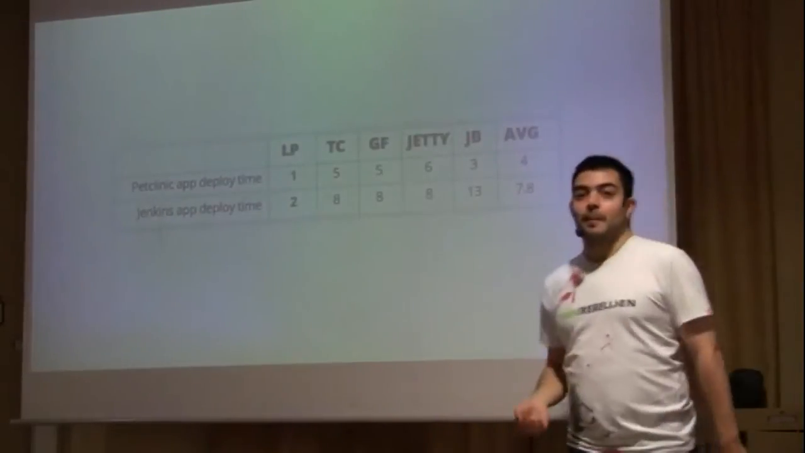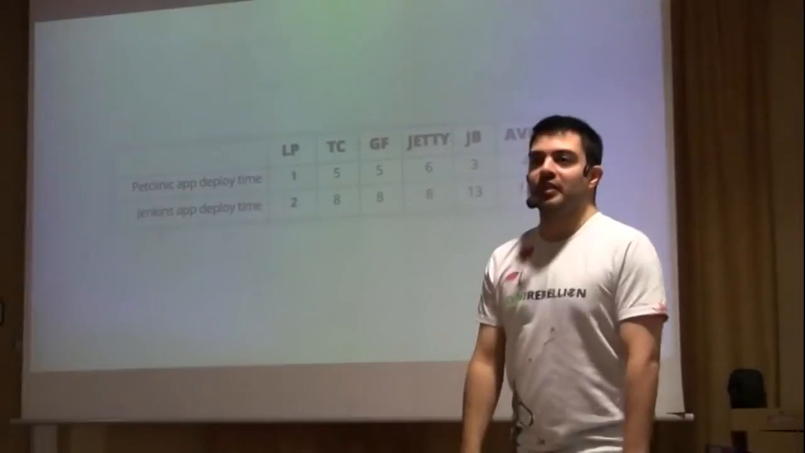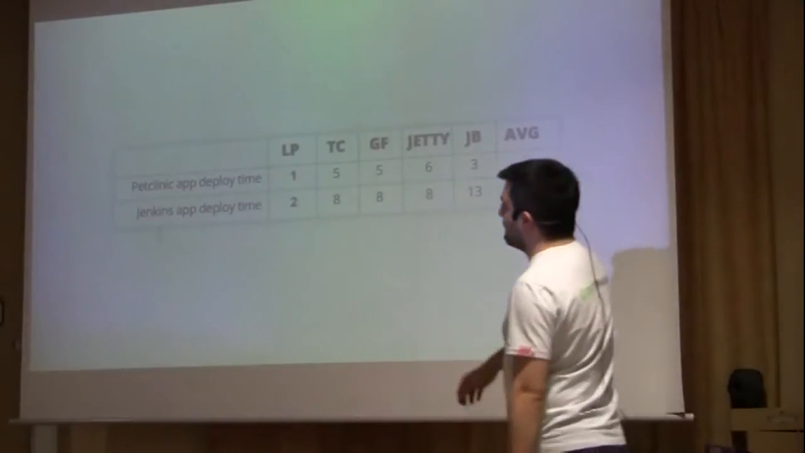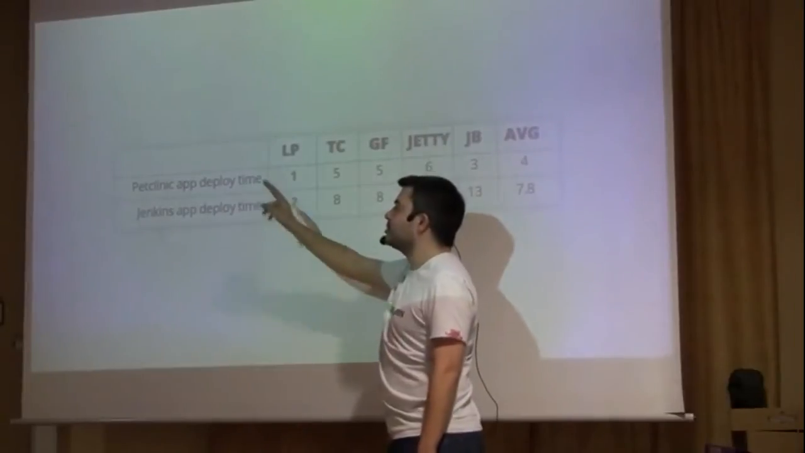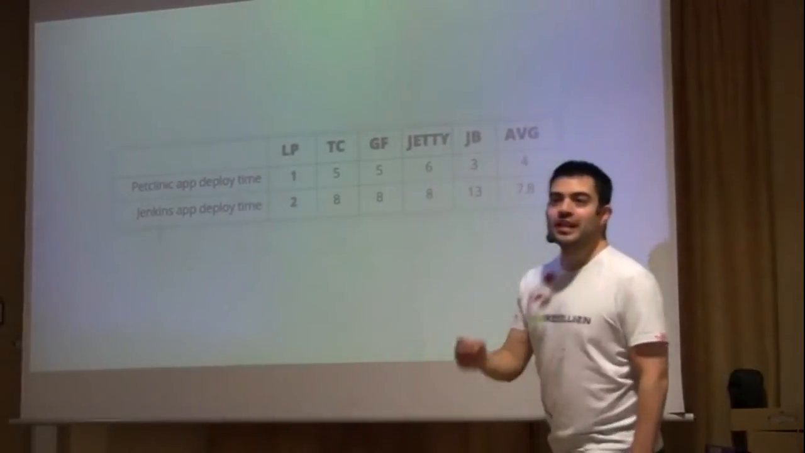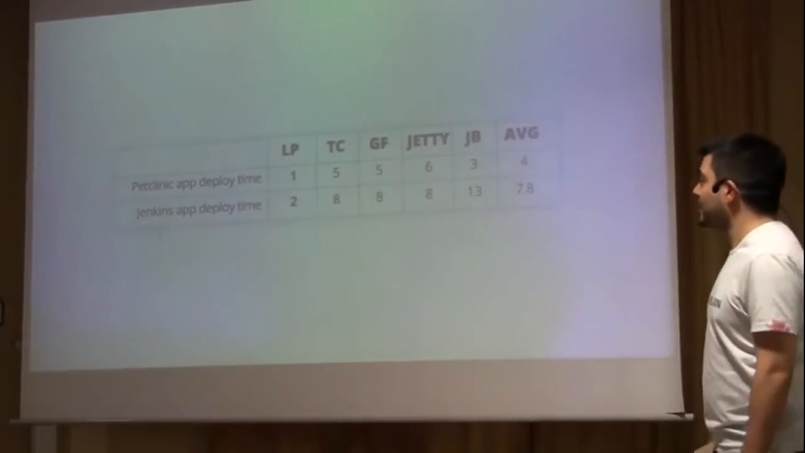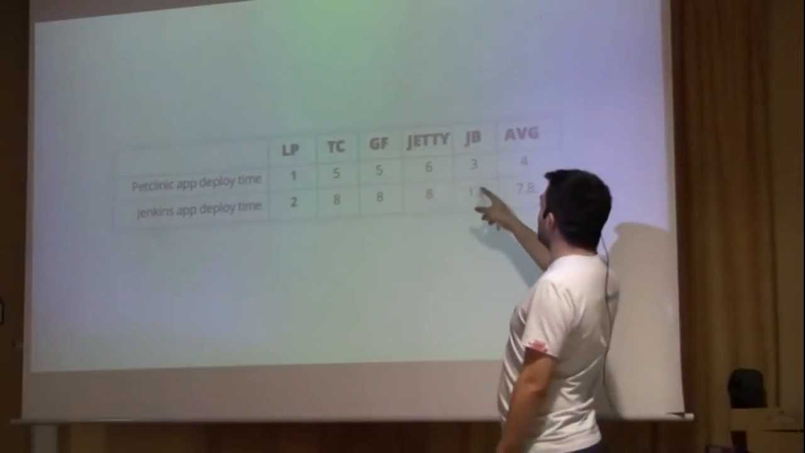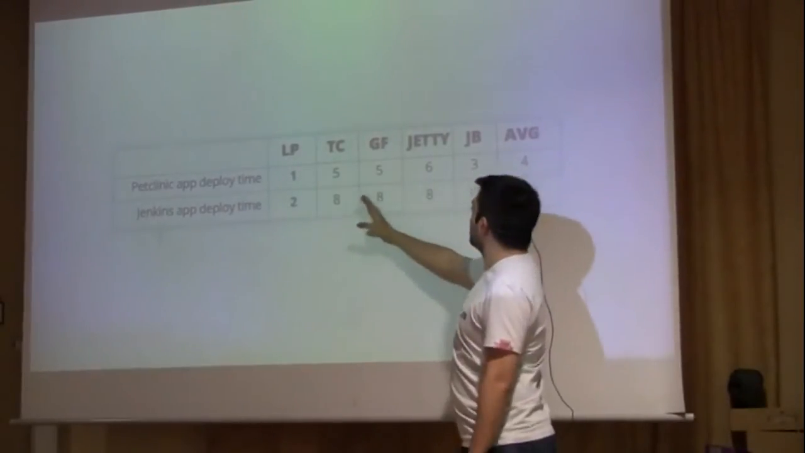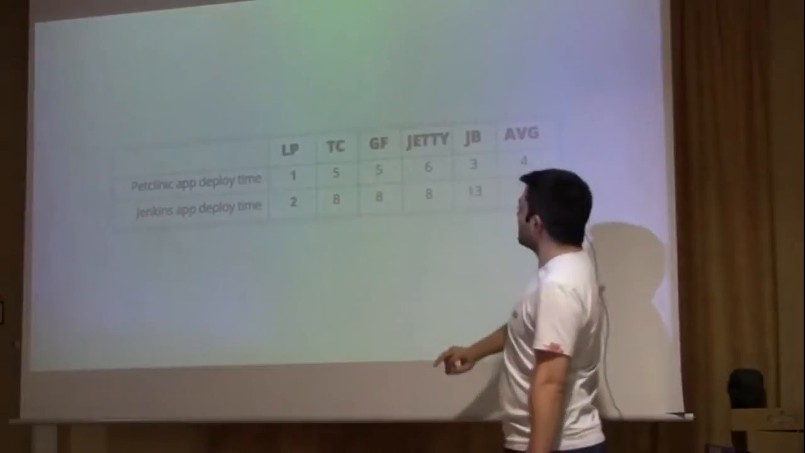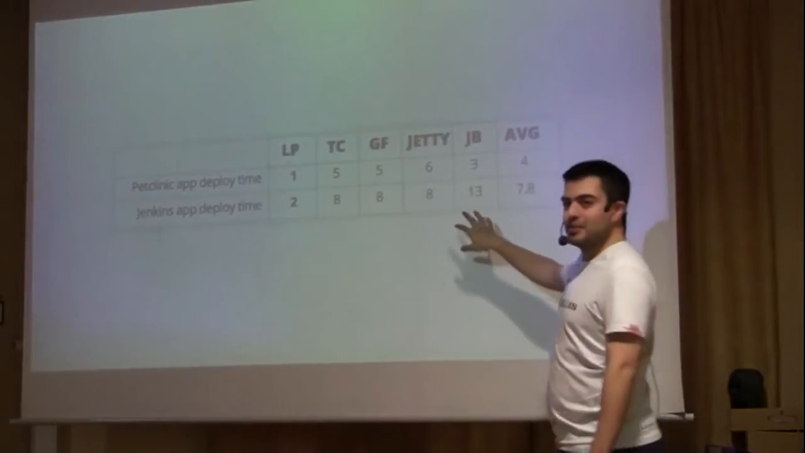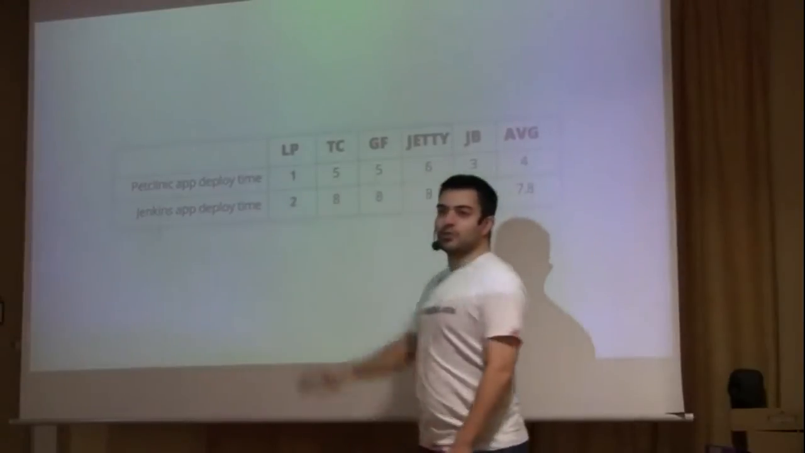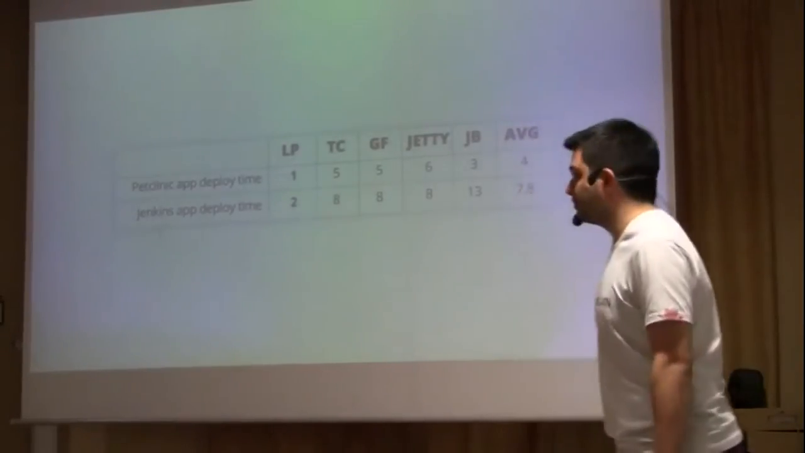What about deploying? You redeploy very, very frequently. Pet Clinic, 1 second on the Liberty Profile. Jenkins, 2 seconds on the Liberty Profile. Really, really fast and reactive. Tomcat, GlassFish, Jetty, JBoss: anything from 3 to 5 seconds for Pet Clinic, anything from 8 to 13 seconds for Jenkins, so substantially slower than the Liberty Profile.